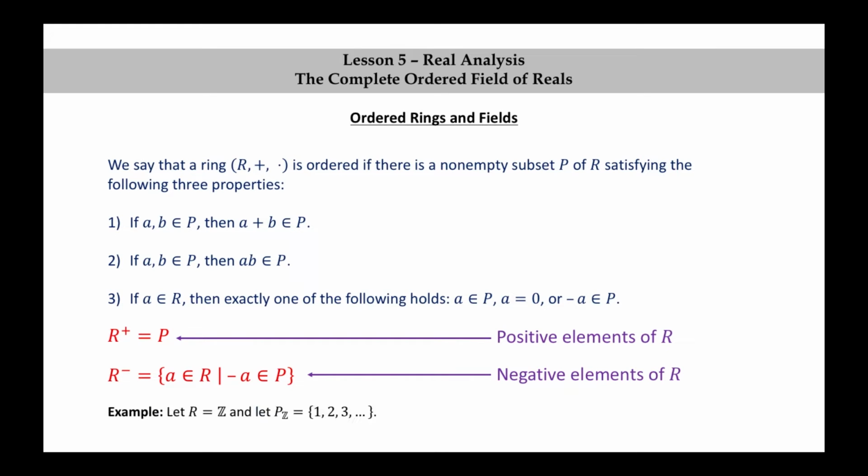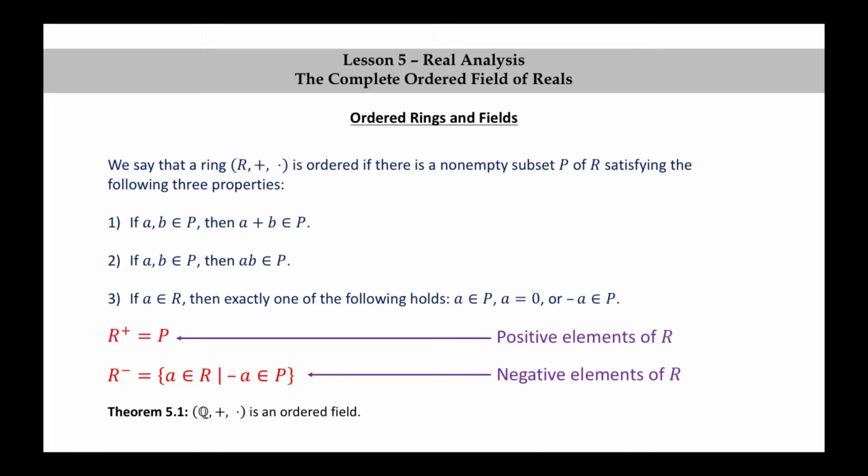As an example, let R equal Z, the set of integers, and let P sub Z equal the set consisting of the integers starting at 1, that is 1, 2, 3, and so on. Then it's easy to see that the three properties are satisfied, right? If you add two of these numbers, you get another one. If you multiply two of these numbers, you get another one. And if you take any integer, either it's in this set P sub Z, or it's equal to 0, or its negative is in this set P sub Z. It follows that the set of integers together with addition and multiplication is an ordered ring.